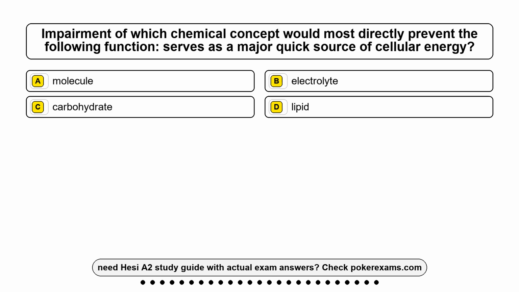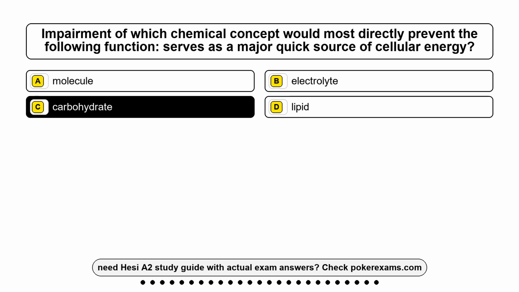Impairment of which chemical concept would most directly prevent the following function: serves as a major quick source of cellular energy? Option A, molecule. Option B, electrolyte. Option C, carbohydrate. Option D, lipid. The correct answer is option C, carbohydrate.